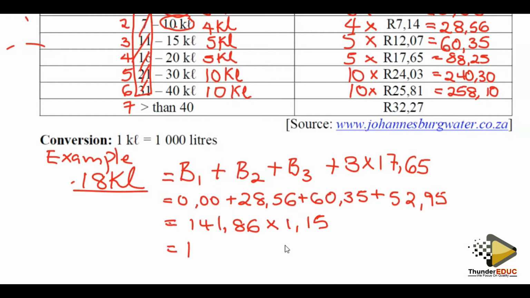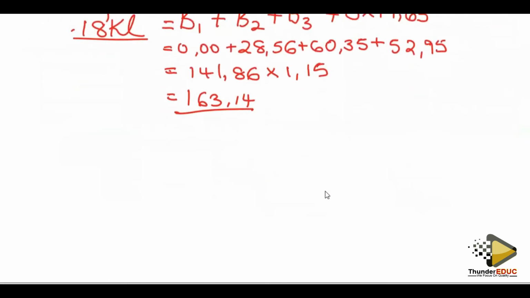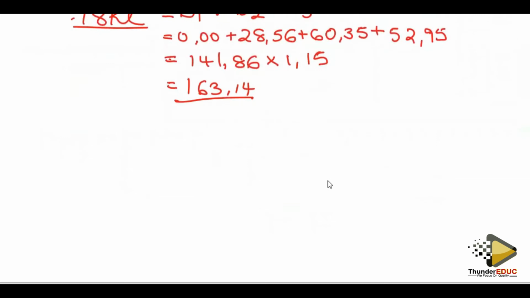The person will pay 163 rands 14 cents. That's the answer. All right. Oh, and I'm going to show you another method. In this other method, we are saying the person has used 18 kiloliters in a month.